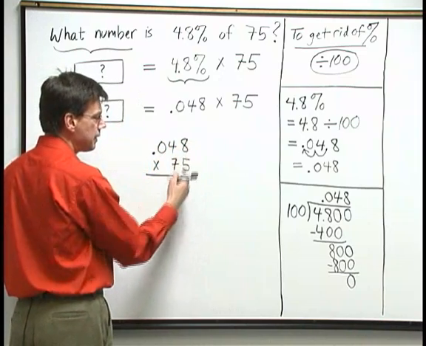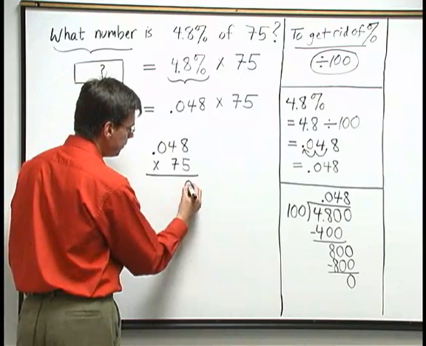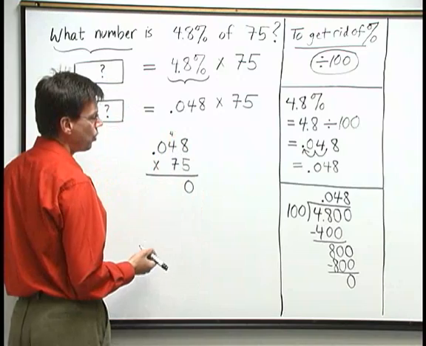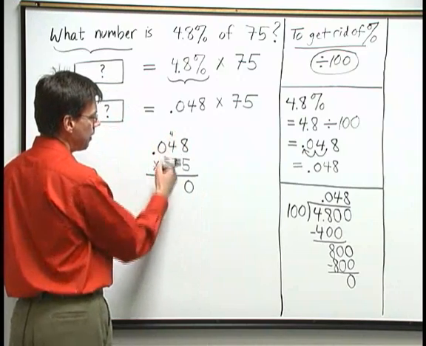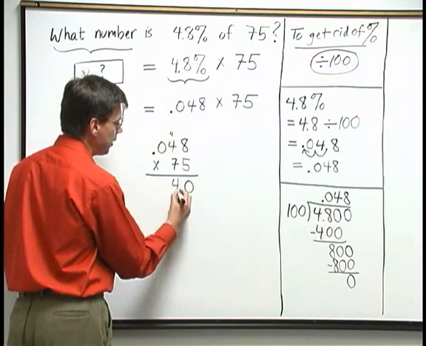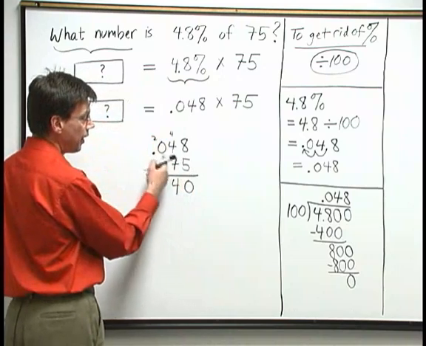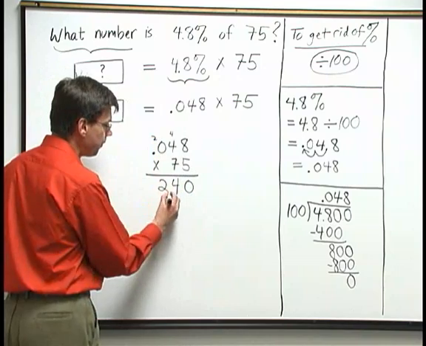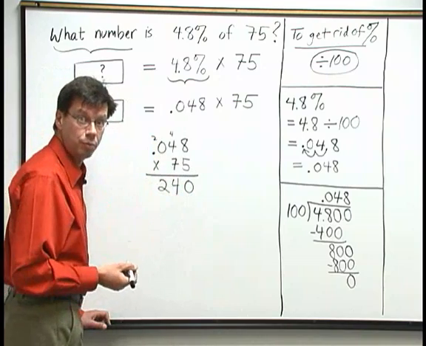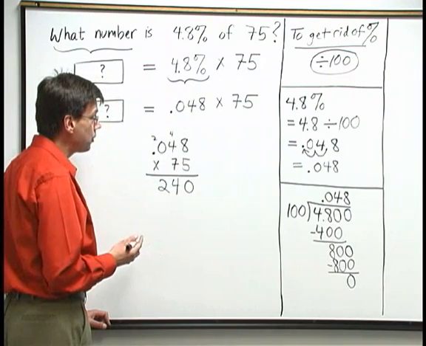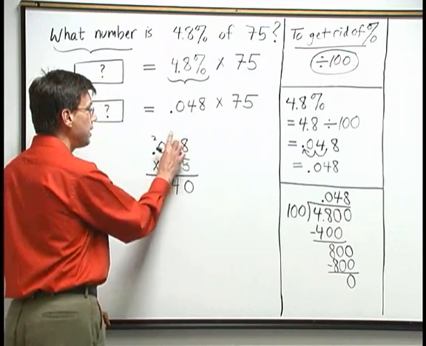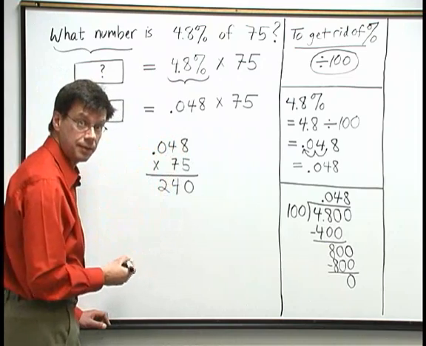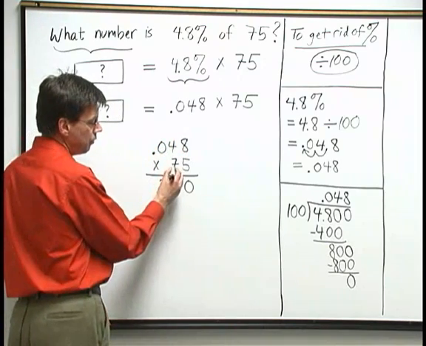5 times 8 is 40. I'll write down a 0, carry the 4. 5 times 4 is 20. Add 4, 24. Write down the 4, carry the 2. 5 times 0 is 0, plus 2 is 2. Next, I'm ready to multiply by 7. Now, when I multiply decimals, I like to erase the numbers that I've carried before I move on to the next number. Here we go.